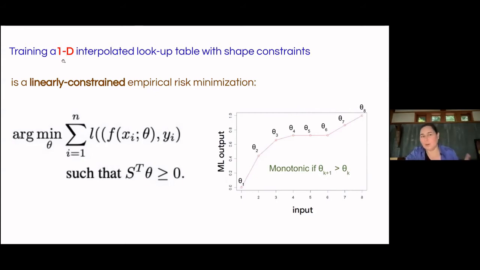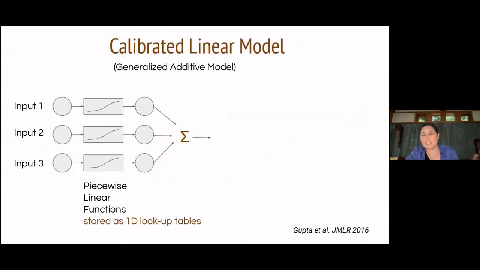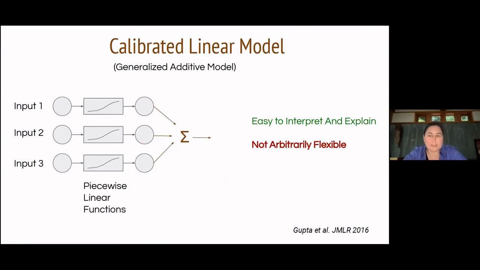Of course, we don't really only want 1-dimensional functions. We need to do multidimensional functions. So how are we going to get there? Well, the first step we can take towards that is just a generalized additive model, where if we have multiple inputs, we can learn a piecewise linear function for each input that only acts on its own, and then we could sum them. So this is a very old style of model. You can see Tibshirani and Hastie's book on generalized additive models. People like them because they are pretty easy to interpret and explain, but they're not arbitrarily flexible.